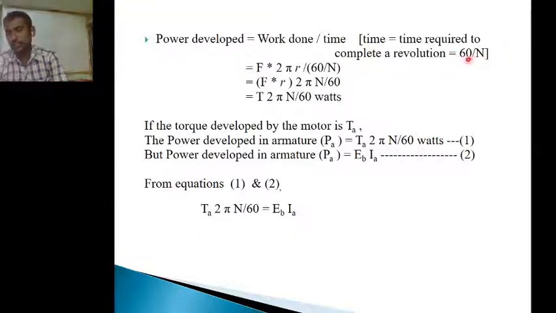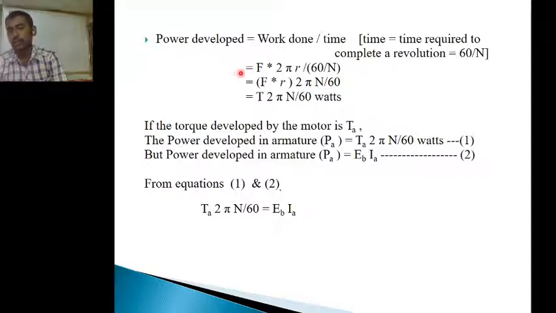So the revolutions per 1 second is n by 60. Then the time for a revolution can be given as the reciprocal of that, n by 60, that is 60 by n. So work done is equal to F into 2 pi r divided by 60 by n, that is equal to F into r into 2 pi into n by 60.